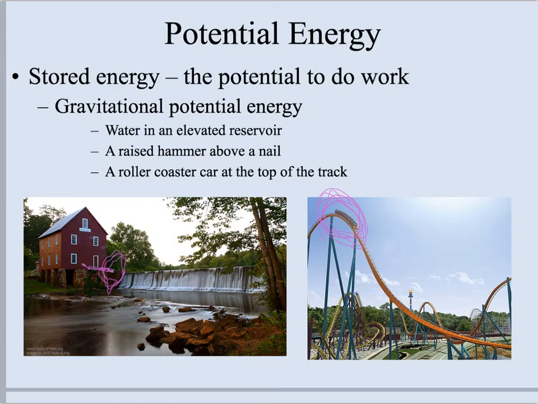Now, gravitational potential energy is not the only type of potential energy. There's also elastic potential energy. Elastic potential energy is energy you would get from something like a rubber band or a spring or a bungee cord, anything that stretches, a bow and an arrow string. So you can have potential energy stored in more than just things that are high up. You can also have it stored in things that are stretched or compressed, for that matter.